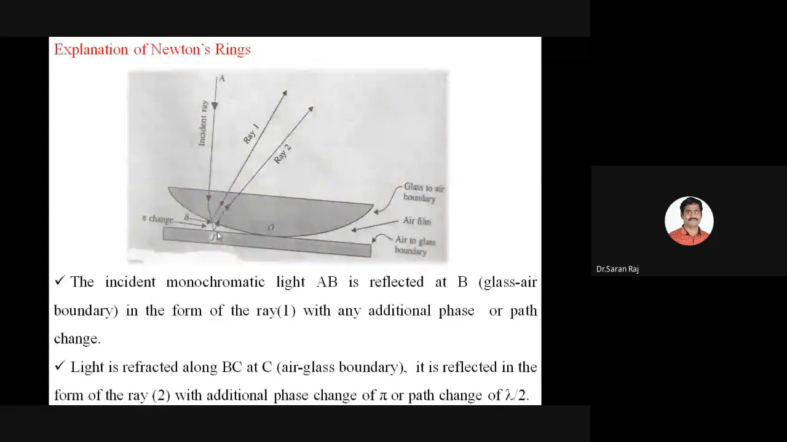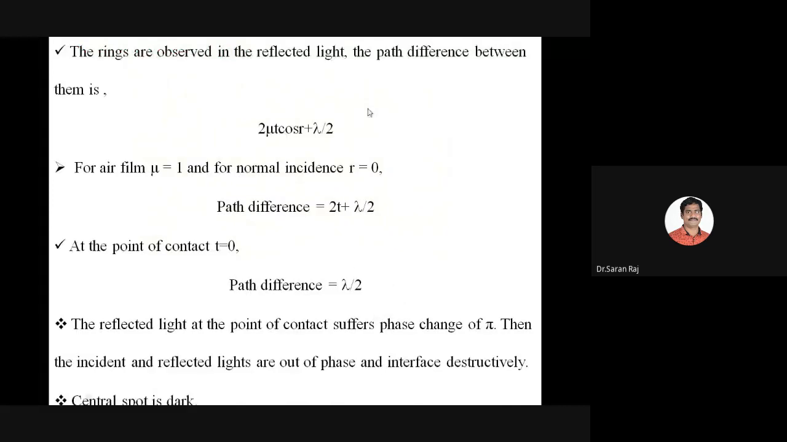What is the condition here? It is an air and lens boundary. First comes the air, then the lens. In this process the light is reflected in the form of ray 2. Here the additional phase change of ray 2 is a phase change of pi, or a path change of lambda by 2. Based on this experimental arrangement, the rings are observed in the reflected light. The path difference between them is 2 mu t cos r plus lambda by 2.